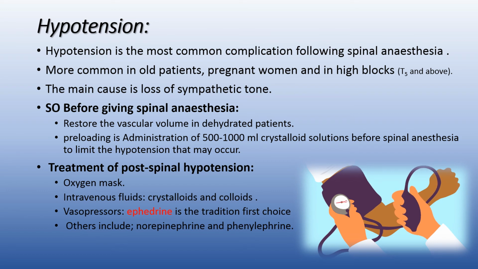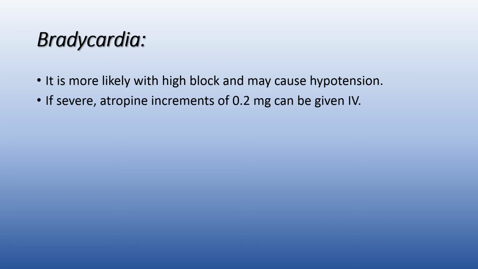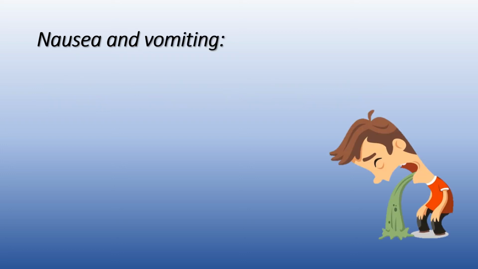Treatment of post-spinal hypotension is to give oxygen mask, intravenous fluids, and vasopressor, especially ephedrine. Other vasopressors could be used like norepinephrine and phenylephrine. Bradycardia is more likely with high block and may cause hypotension. If severe, atropine in increments of 0.2 milligram can be given intravenously.